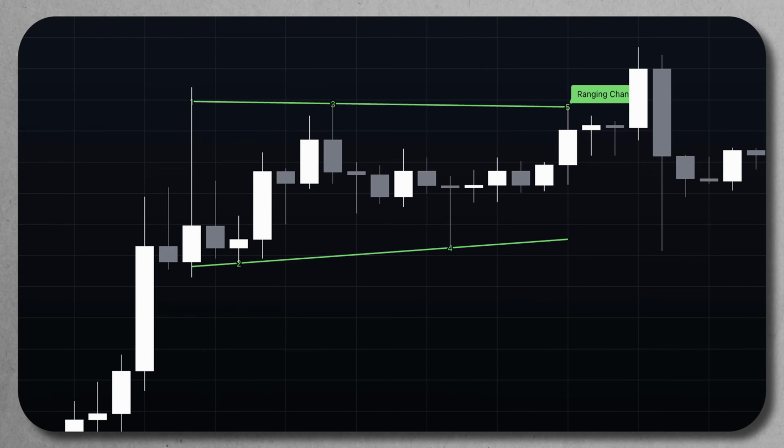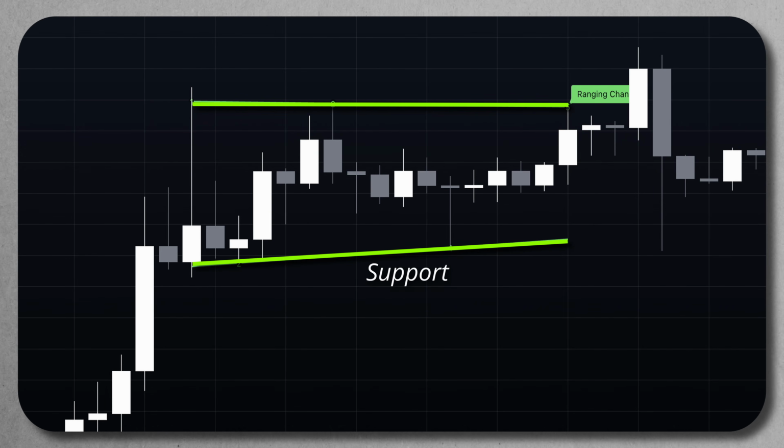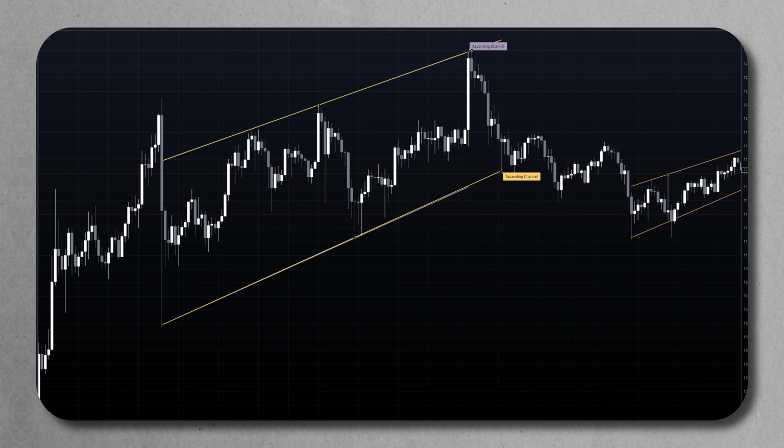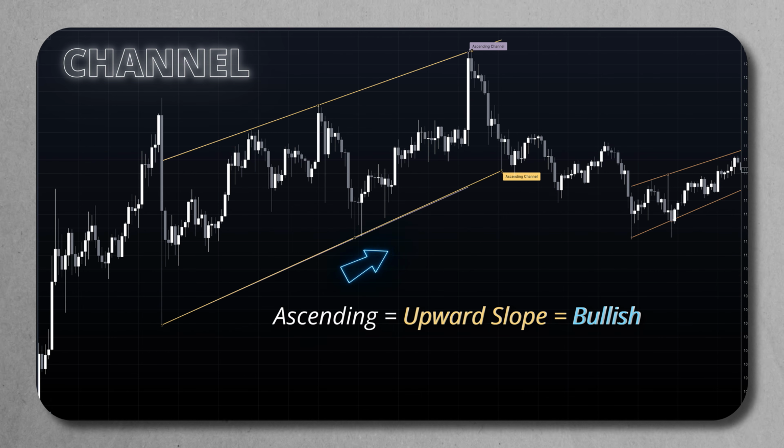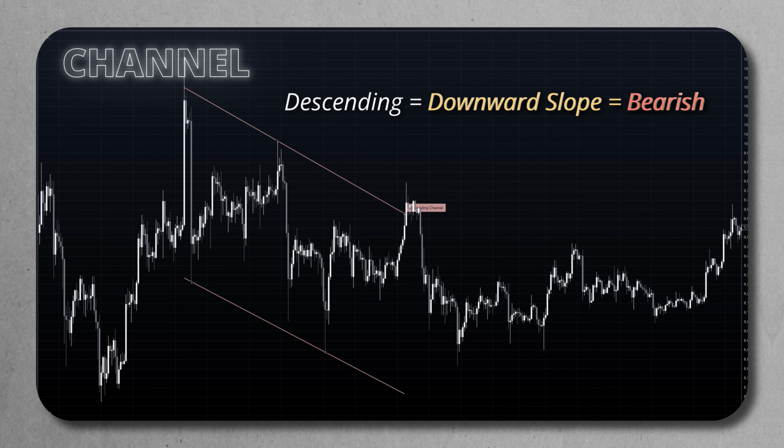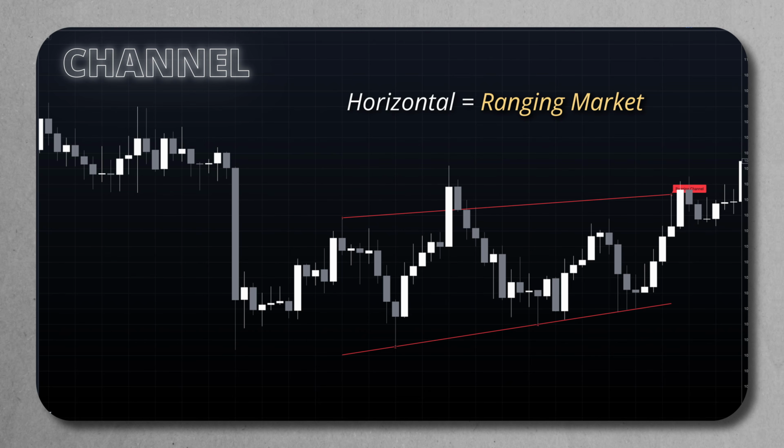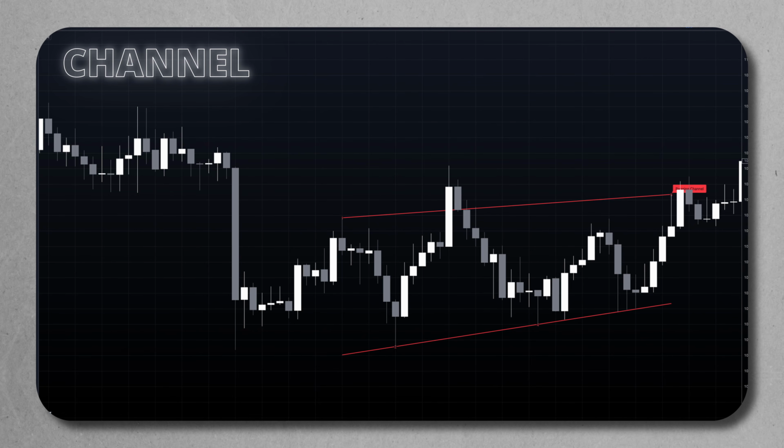Channel pattern. A channel forms when price moves between 2 parallel lines, a support line at the bottom and a resistance line at the top. The channel can be ascending, upward slope, bullish trend; descending, downward slope, bearish trend; or horizontal or sideways, ranging market. Traders often buy near support and sell near resistance within the channel.